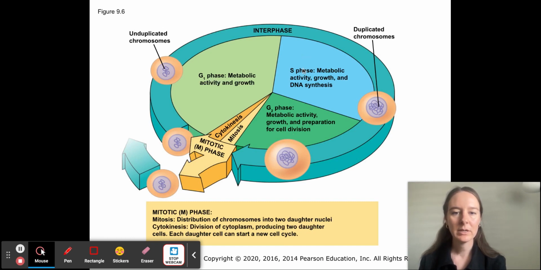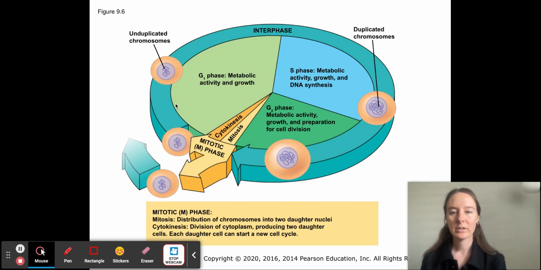So we have G1, S, and G2. Each of these three combined makes interphase. And then we have the mitotic phase, which is split up in two pieces called cytokinesis and mitosis. So think of the G1 phase as kind of like winter at the beginning of the year. Then we have the S phase, that's spring, and then summer, and then fall. Winter, spring, summer, fall. And it keeps going and going and going, just like every year, we have the same seasons. And in each phase, something different is happening inside the cell.